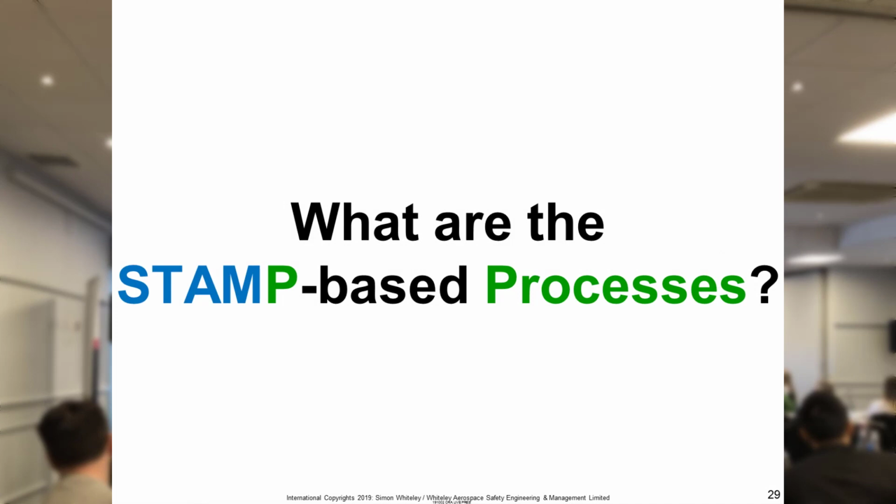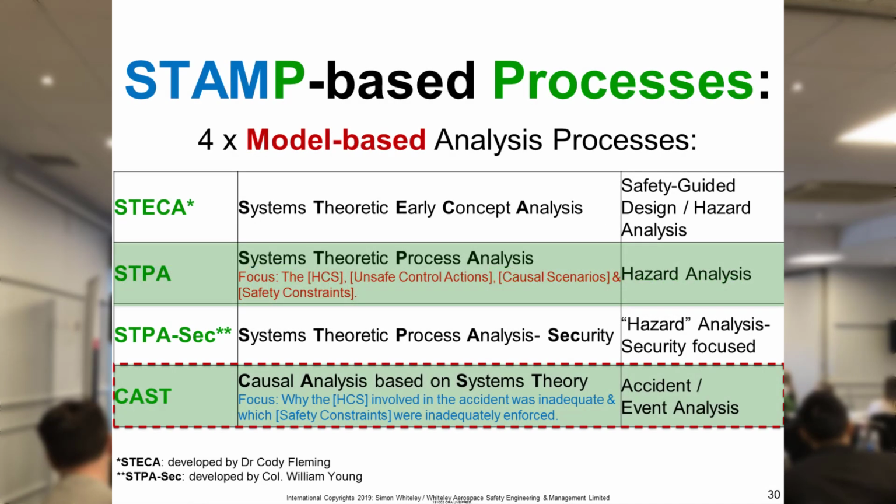So what are the STAMP-based processes? Well, there are currently 4 STAMP-based processes. I'm not going to talk about all these because we don't have too much time. STPA, Systems Theoretic Process Analysis, is a hazard analysis approach that can be used in the design process traditionally earlier than fault trees, FMEAs and everything else. So if you use this approach early, before you've got a design, you could reduce the risks and reduce costs.